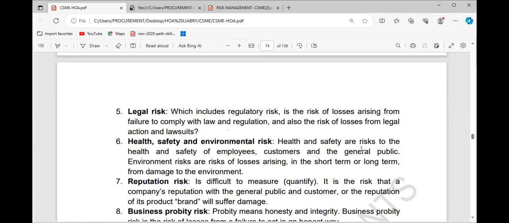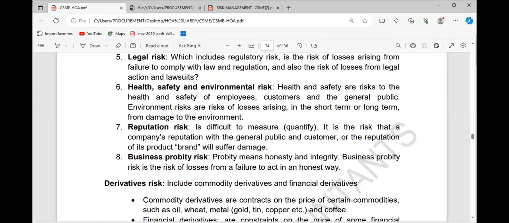Health and safety are risks to the health and safety of employees, customers, and the general public. Environment risk is the risk of loss arising in the short term or long term from damage to the what? From the environment, like what I have said. So it's very similar to reputation risk, which is very, very similar in that source. For example, maybe you work in a bank and you have uniform.